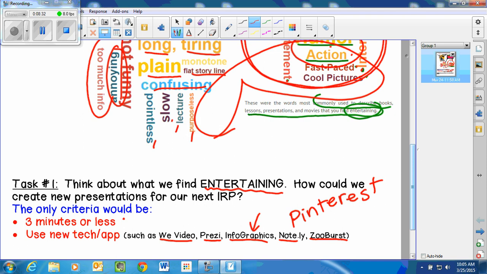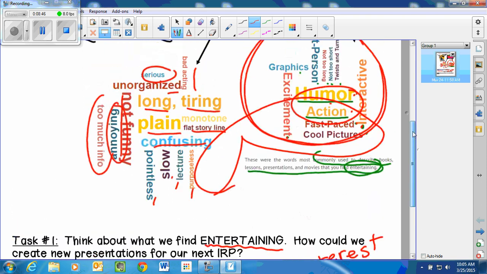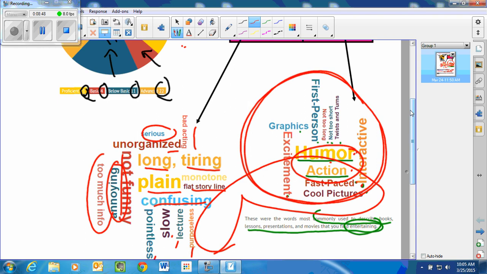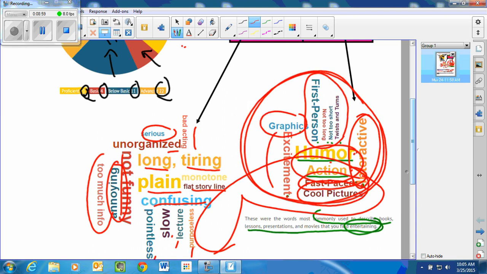So your criteria for your next project is that it needs to be 3 minutes or less, and it needs to use new technology or application. I would like for you to think about how you could do a presentation that is all of these things. Can you figure out a way to make it interactive? How could you make a presentation interactive? How could you make it fast-paced? How could you have cool pictures? How can you make it not too long, not too short, first person, cool graphics, excitement? What can you do? Think about it.